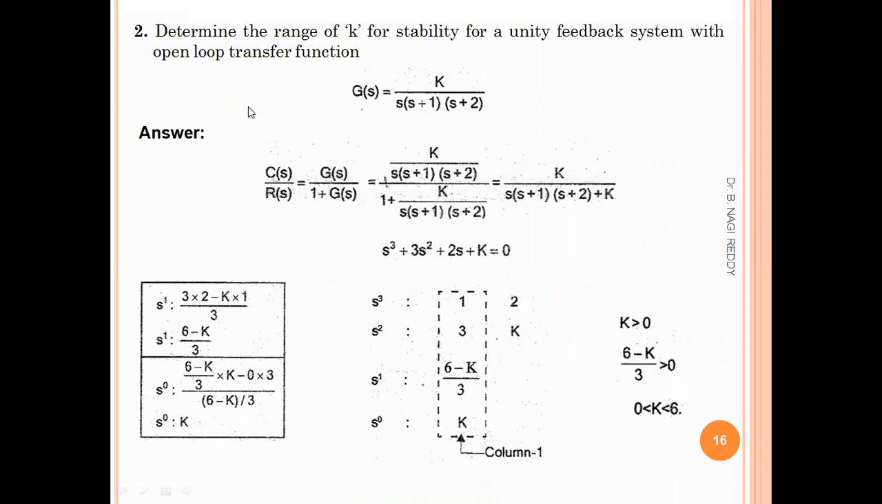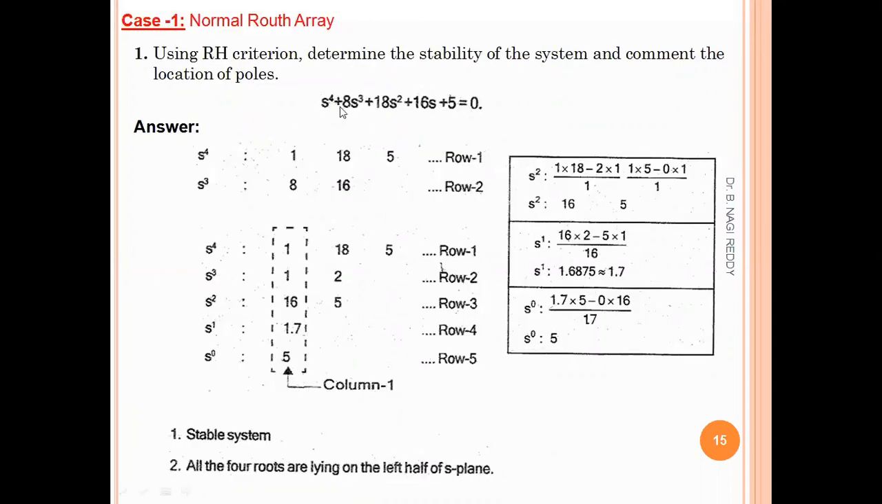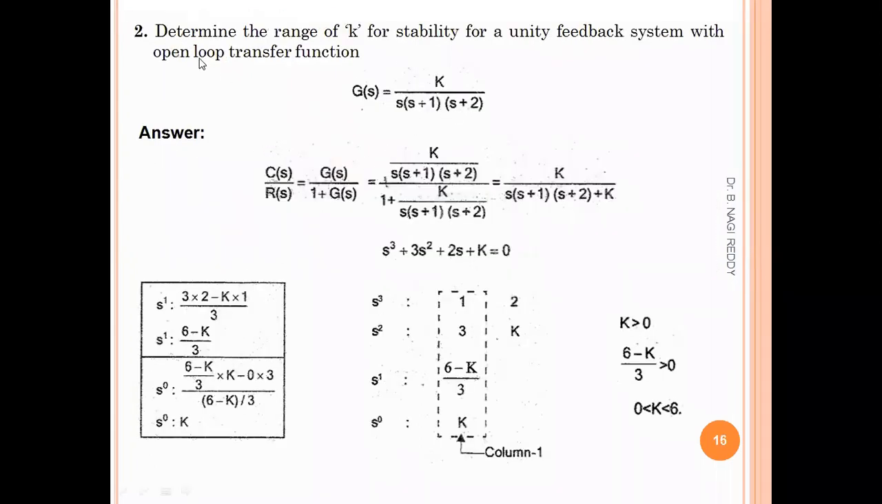Now look at this problem. In the previous problem the characteristic equation was directly given. But look at this second problem. Determine the range of k for stability. So the k value is not given. So we need to calculate this k value for stability. That means to make this system stable, we have to estimate the k value for a unity feedback system with open loop transfer function G of s. So G of s is given, and the unity feedback system, which means H of s is 1.